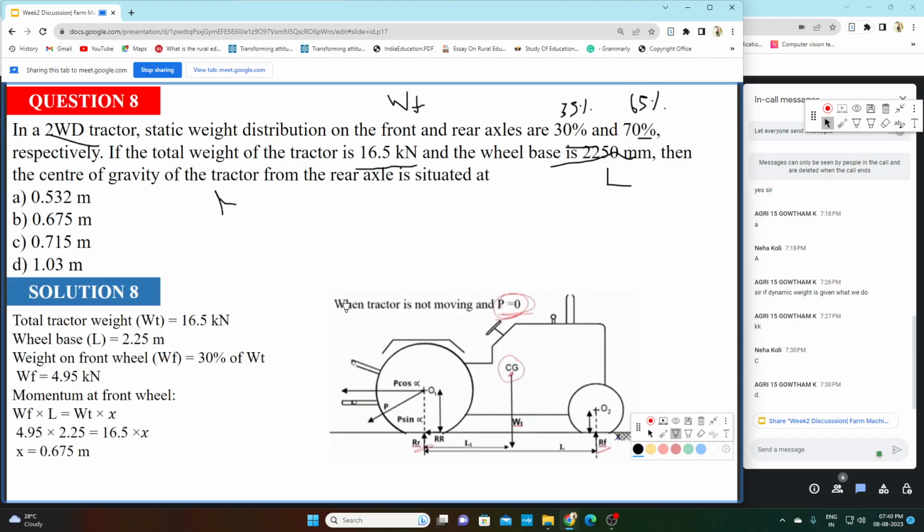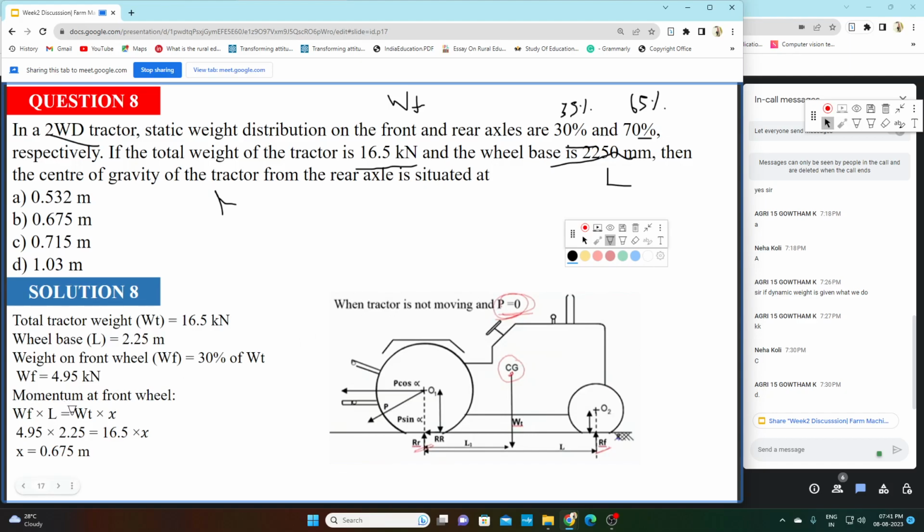I have already told you in the theory part that for this type of question we first have to balance the force, and second we have to balance the moment. Balancing of force is already done, because WT will be equal to RF plus RR. WT is 0.35 WT plus 0.65 WT, so your force is already balanced. Now we have to balance the moment.